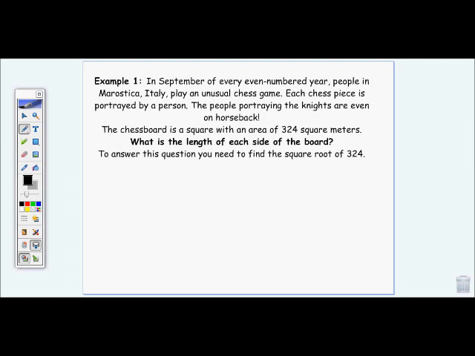The chessboard is a square with an area of 324 square meters. We need to know what is the length of each side of the board. So we're talking area here. Here's our board, and if it's a square, it's going to be the same length on one side as the other. And when we're figuring out area, we multiply both sides. So it would be x times x, which would equal x squared. So when we look at this one, it tells us that our area is 324 meters. So what we want to do for each side is figure out the square root of 324, right?